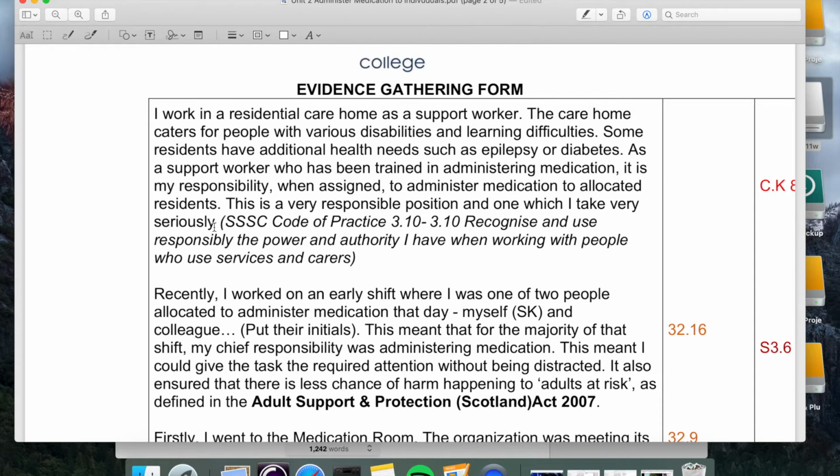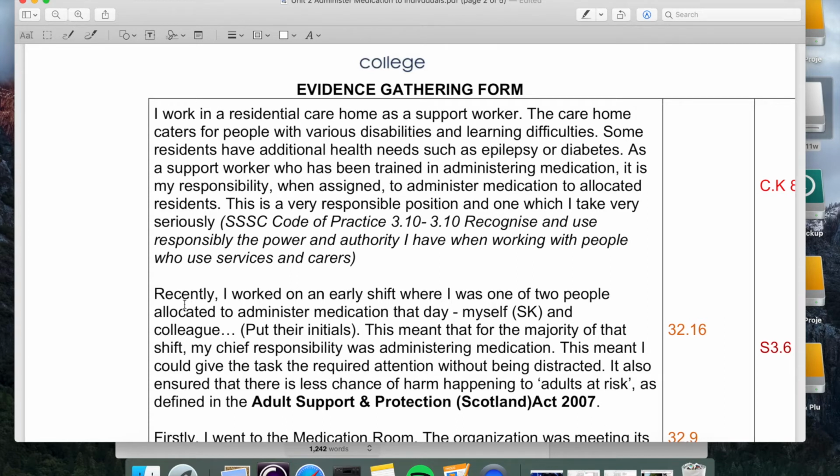Here you can reference SSC Code of Practice section 3.10. Recognize and use responsibility, the power and authority I have when working with people who use services and carers. You can continue like this.